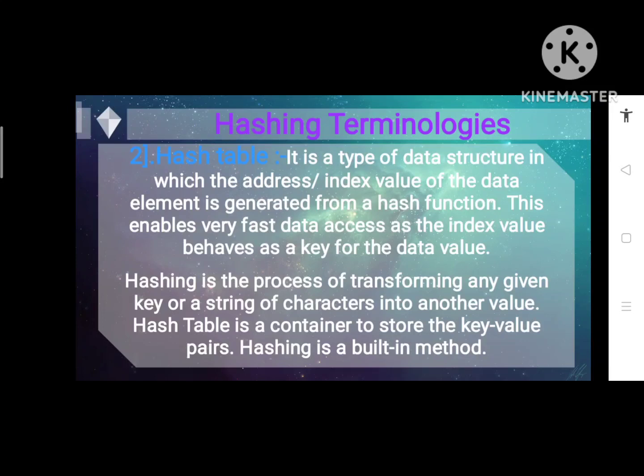Okay, let's see the next thing: the data element is generated from a hash function. As I told you, this enables very fast data access as the index value behaves as a key for the data value. I told you it accesses faster, it searches faster, it inserts faster, it does everything faster. That's the main reason, because it stores at a constant time, as well as the index value behaves as the key value for the data value. Means there is some value, there is a main important search key, and for the search key, the index value is the location, the index value is the house.